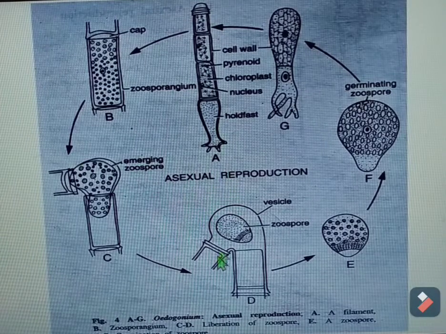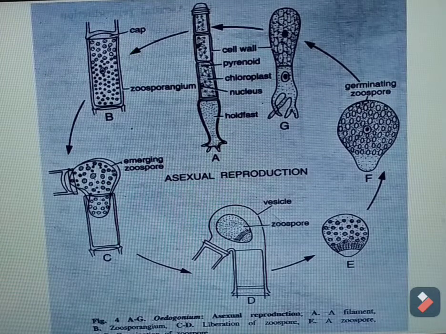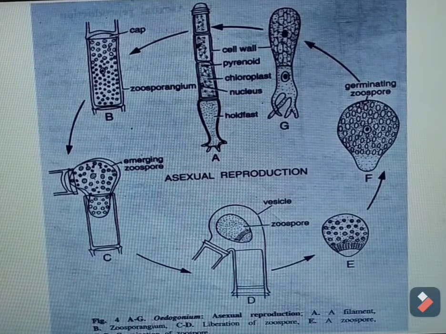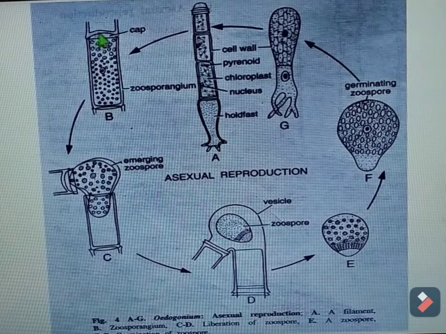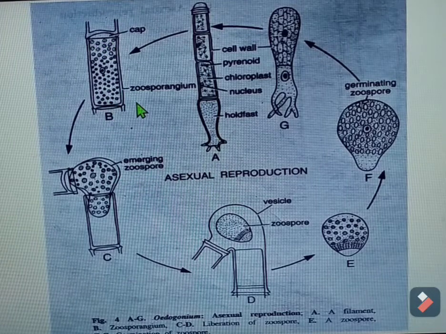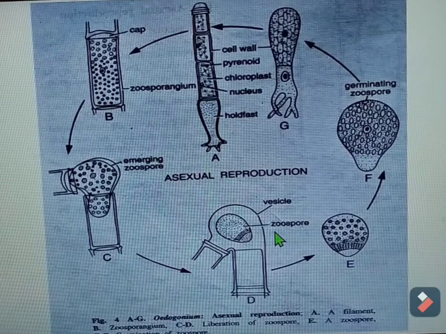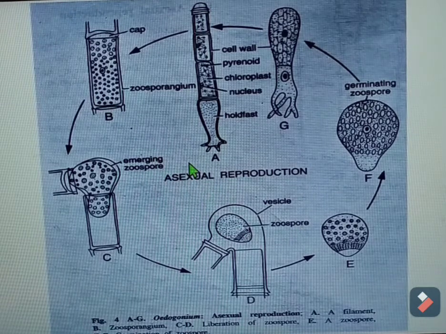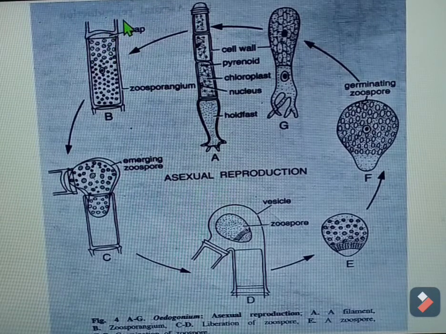Usually the cell with the apical cap can behave as a zoosporangium. Just remember that in asexual reproduction, the cell which has the apical cap will behave as a zoosporangium, that is the asexual structure in which the zoospore will form. This asexual structure forms in those cells with the apical cap.